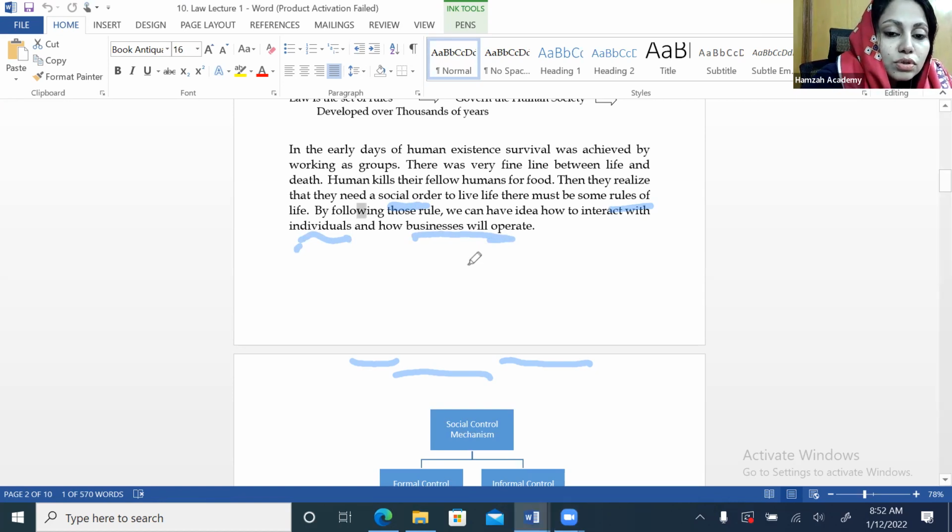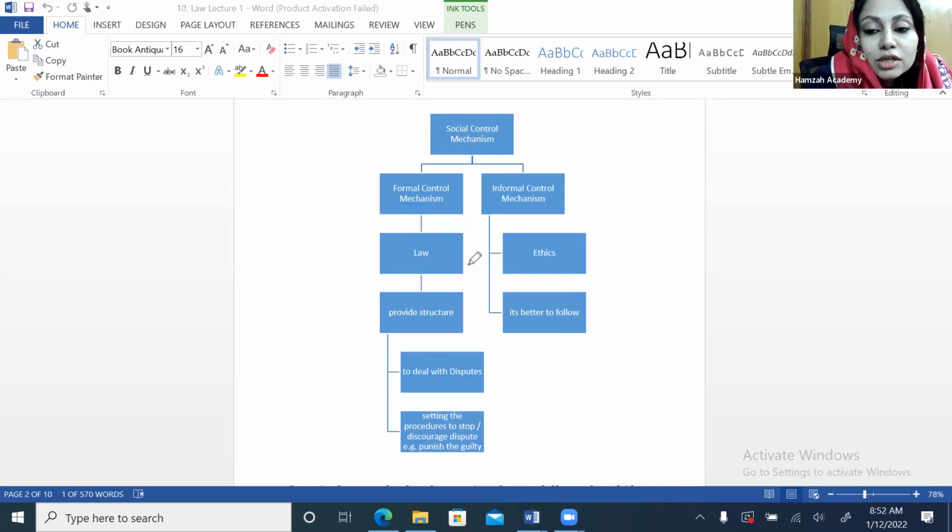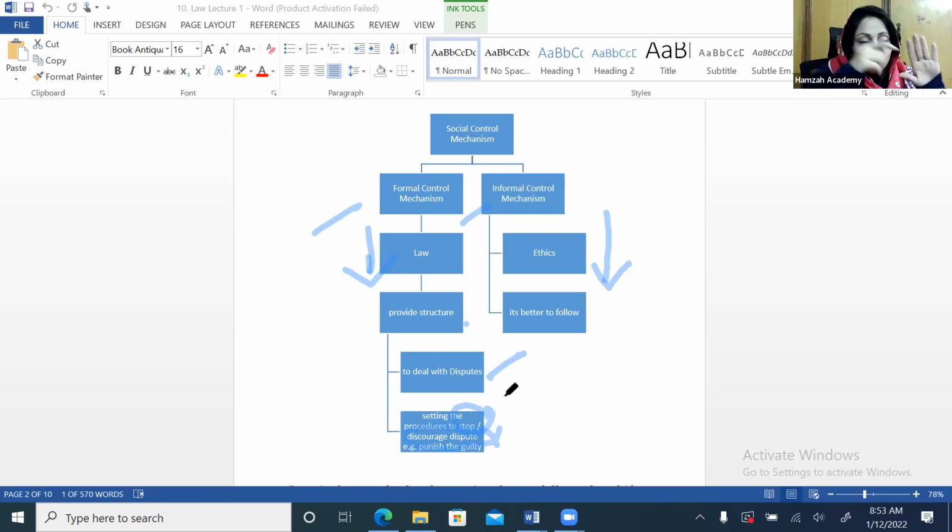Okay, then what was introduced? A social control mechanism was introduced. There are two branches of social control mechanism. First is the formal control mechanism and second is the informal control mechanism. The formal control mechanism is called law. The informal control mechanism is called ethics. Law provides structure to deal with disputes, sets the procedure to stop a dispute, and discourages the arising of disputes. Okay. The very first branch of the social control mechanism is law, the formal control mechanism.